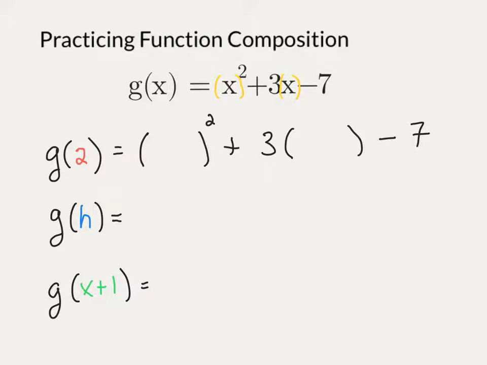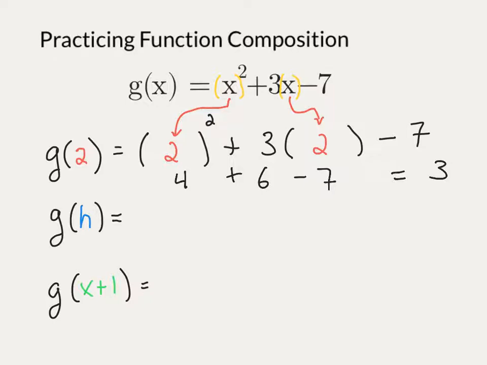So in this case, if I want to evaluate this at 2, I need to make sure that instead of this x here, I have a 2, and instead of this x here, I have a 2. Then I say, all right, here's my function, and we're evaluating it at 2. So this is 4 plus 6 minus 7, and that is equal to 3. This second step that I just added, 4 plus 6 minus 7 equals 3, we have for evaluating functions, but we may not always have that.